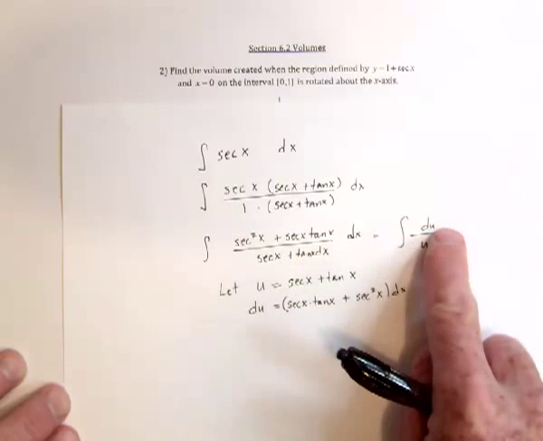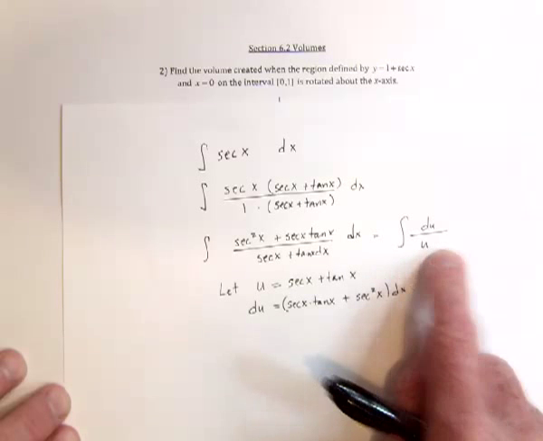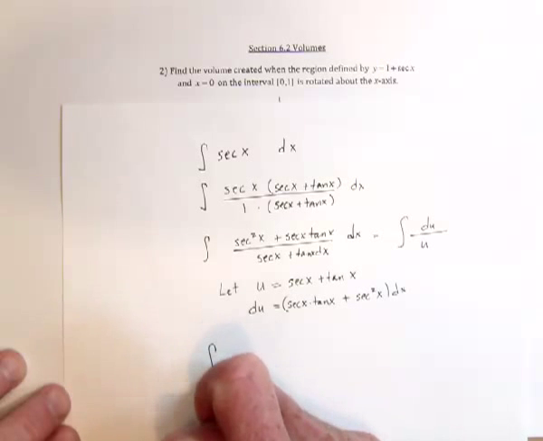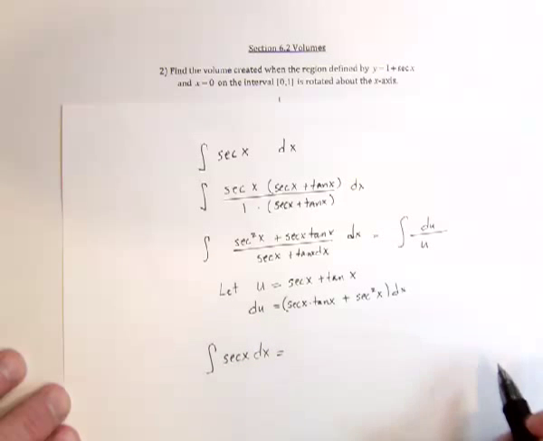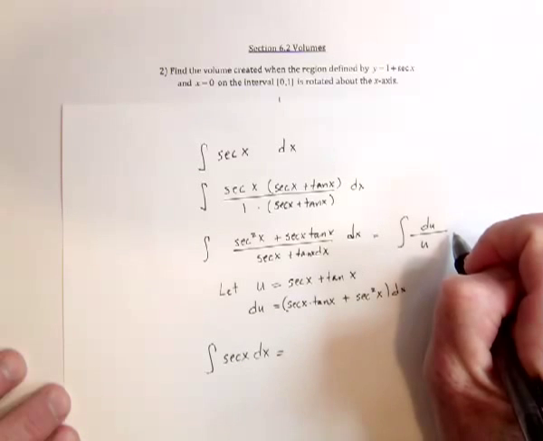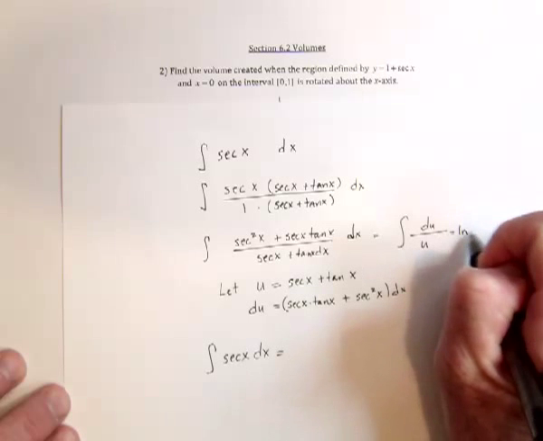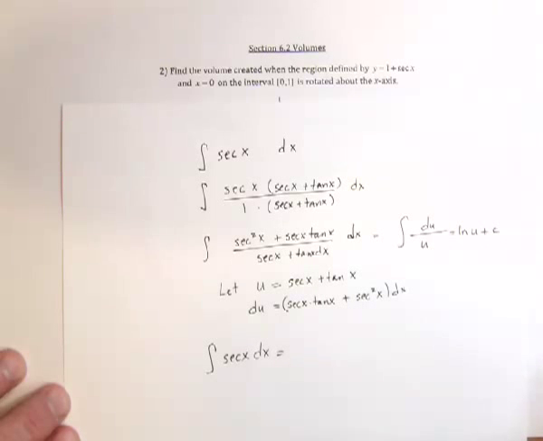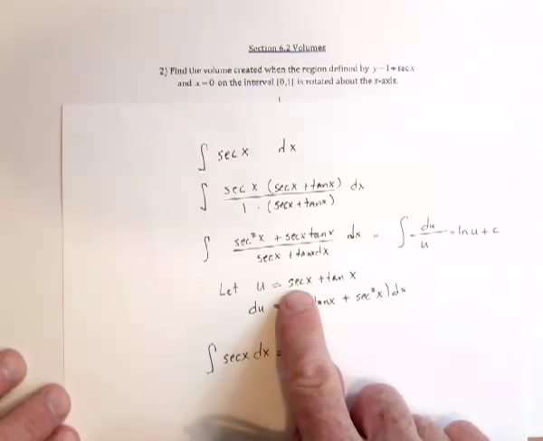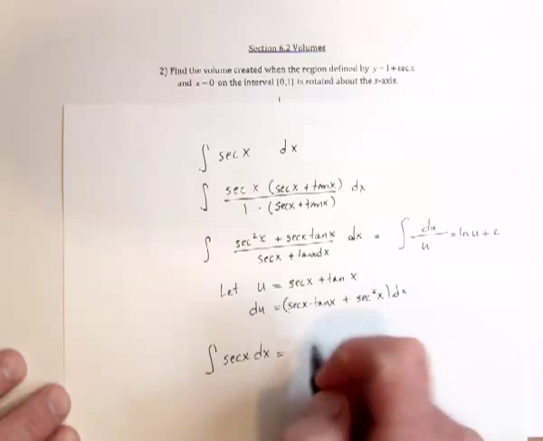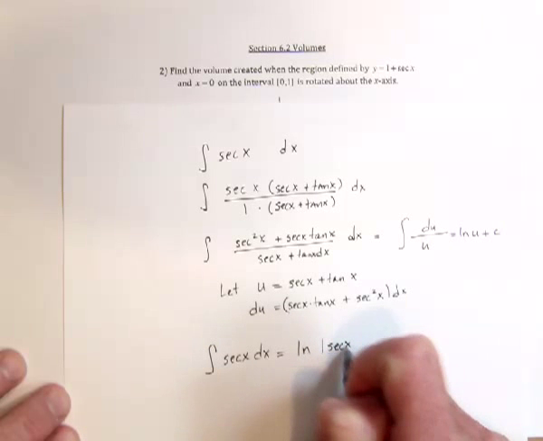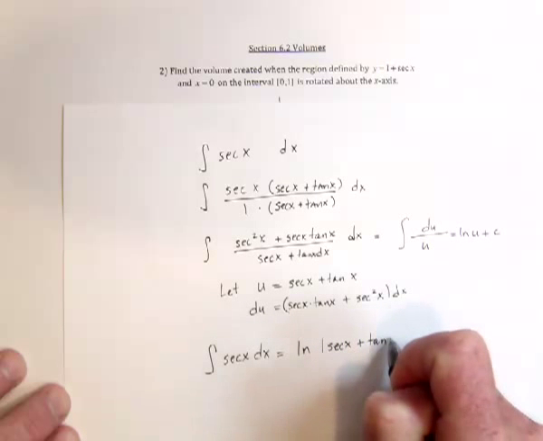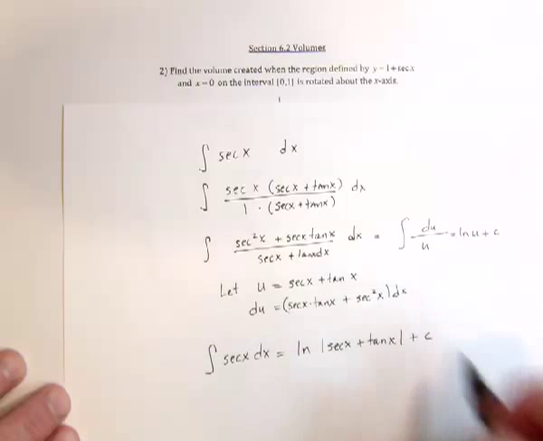So that means that we have du over u. And so then the answer is going to be the integral of secant of x is equal to, so when you integrate this, it becomes the natural log of u plus a constant. And then it's going to be the natural log of, here's the u, secant plus tangent. So the answer is going to be the natural log of secant of x plus tangent of x plus a c.